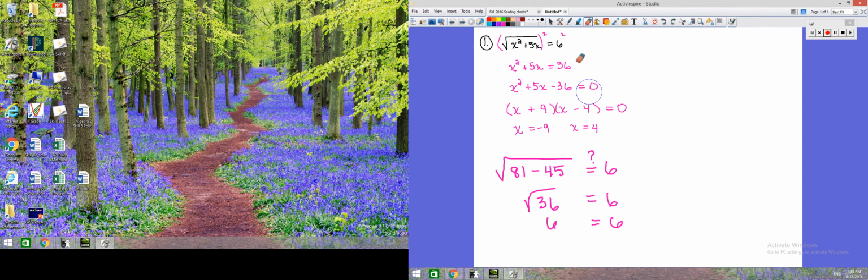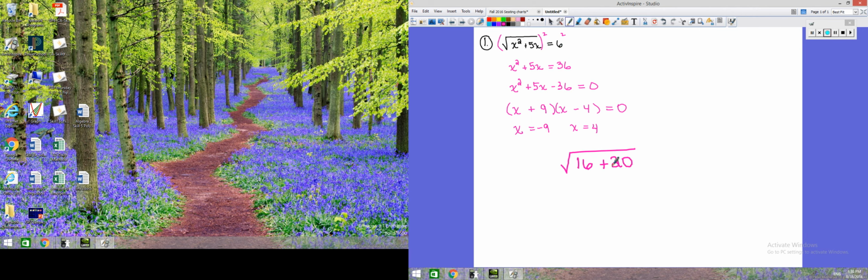So let's plug in 4 and see if it checks. 4 squared is 16. 4 times 5 is 20. And 16 plus 20 is 36. And the square root of 36 is equal to 6, just like they claimed. So I'm fairly confident now that these two are both in my solution set, that both of those satisfy not only my new equation that resulted from squaring, but the original equation. That was the solution set that we really wanted.